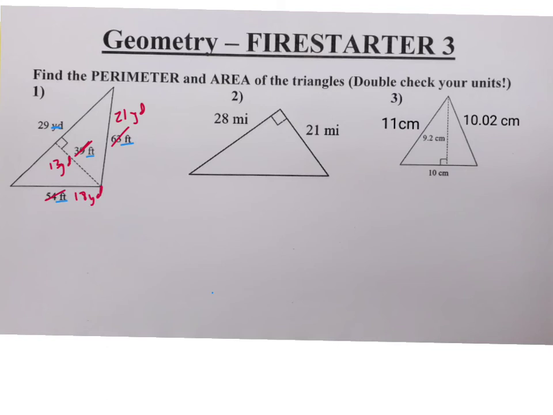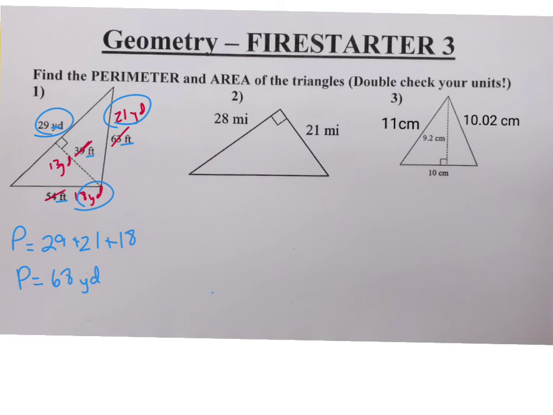So perimeter, really easy because I have all 3 sides. Remember, this is not the perimeter. I have 29, 21, and 18. So my perimeter equals 29 plus 21 plus 18. 29 and 21 is 50, plus 18, so my perimeter is 68. Remember, it is now yards.